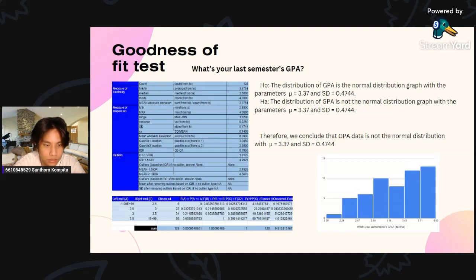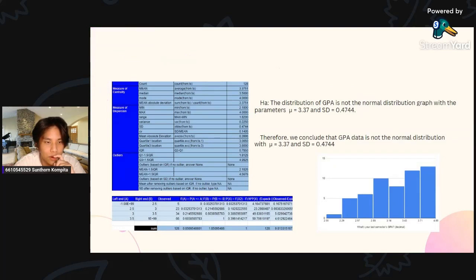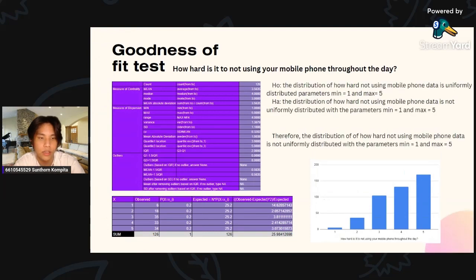After we compute and look through the chi-square table, we conclude that the GPA data does not follow the normal distribution with the mean 3.37 and SD 0.47. And for the next unit of the test, we choose the question that had a scale of 1 to 5 of how hard it is to not use your mobile phone throughout the day.